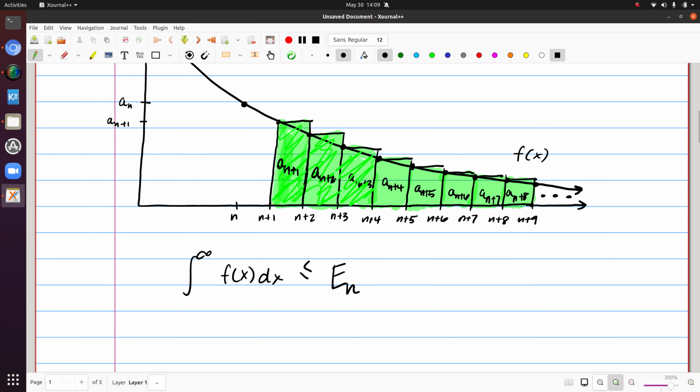The upper bound is infinity because, again, I've stopped short here, but the idea is this continues onward. The lower bound I want to choose so that the interval of the x values matches the interval over which my rectangles lie. And I can see that that leftmost x value should be n plus 1. So when I integrate from n plus 1 to infinity, I get a lower bound on my error.